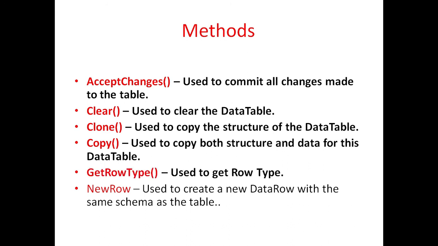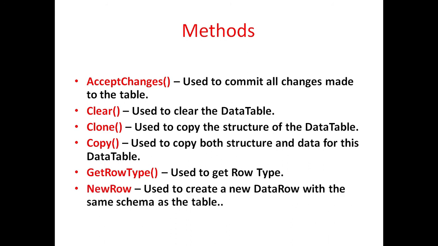GetRowType is used to get the row type. And NewRow method is used to create a new data row with the same schema as the table.